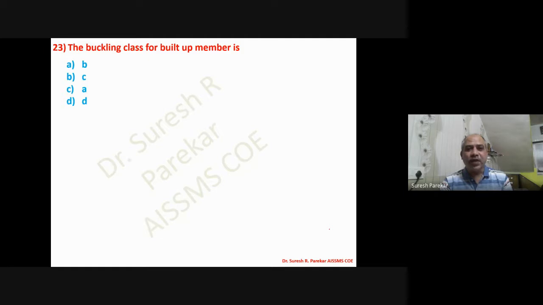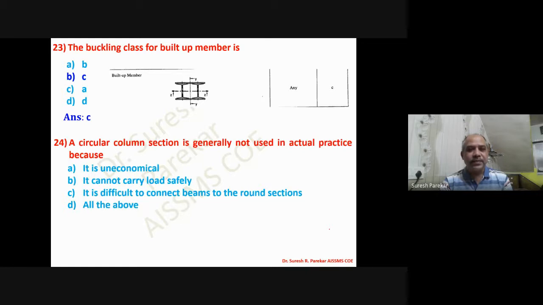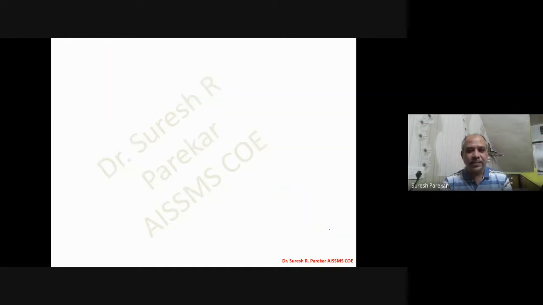The buckling class for built-up member is also C. If you go to the same table, you are going to get built-up members with buckling class C. Now, circular column section is generally not used in actual practice because it is difficult to connect beams to the round section. So we have option C.